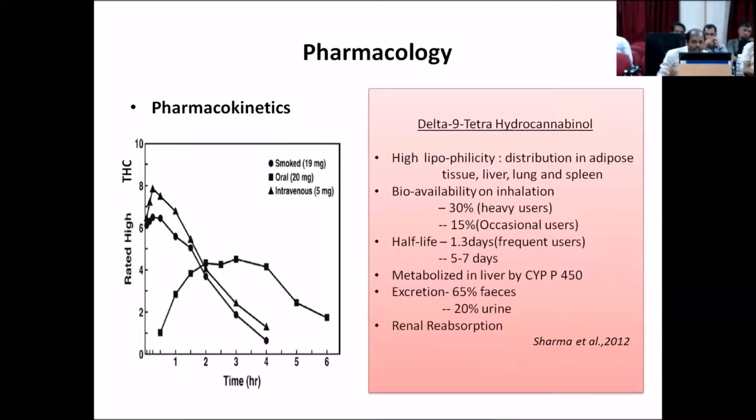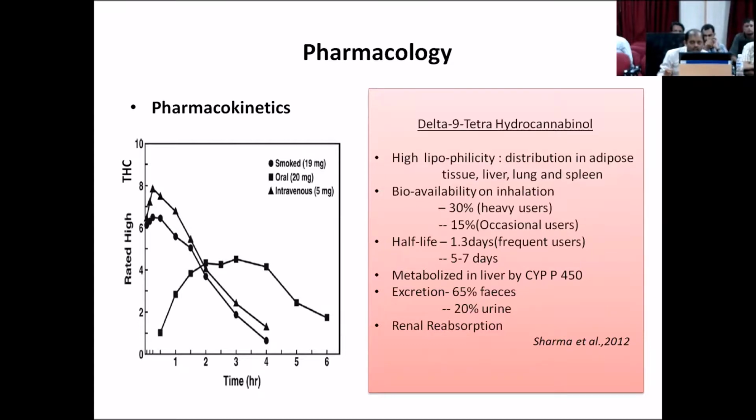Now coming to the pharmacokinetics. One of the very striking properties of tetrahydrocannabinol is its high lipophilicity. Because of the lipophilicity, it preferentially distributes to the adipose tissue, and quickly to the liver, lung, and spleen. The bioavailability is 30% for heavy users. This I am saying of inhalational use. With oral use, as we see in the graph, the bioavailability is quite less, and it takes time. In inhalational use, within a few minutes, a good amount is delivered to the body. Only 1% is delivered to the brain, but that amount is sufficient for one to get intoxicated.